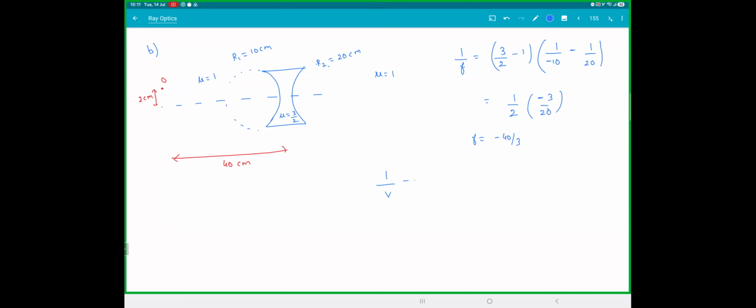Apply the formula. 1 by v minus 1 by u is 1 by f. 1 by v, and u is minus 40, and this is minus 3 by 40. Send it that side. Yeah, I'll get v equal to minus 10, and the magnification is v by u, which is minus 10 by minus 40. This is 1/4. So you have an image forming at minus 10 centimeters at a height of half a centimeter.